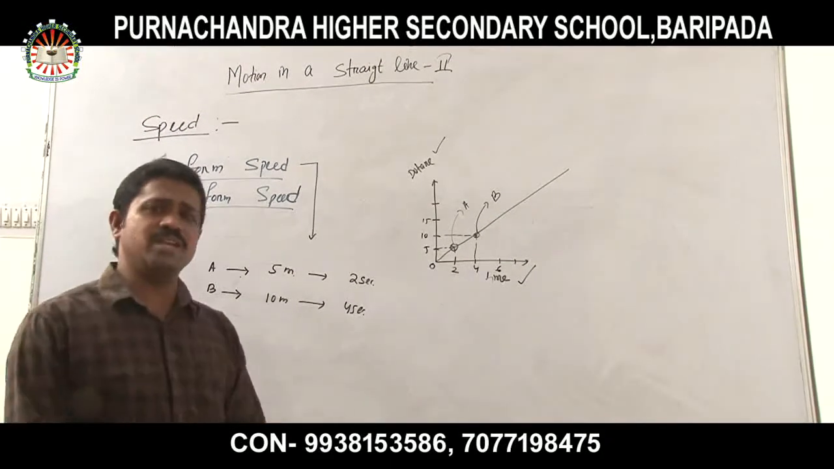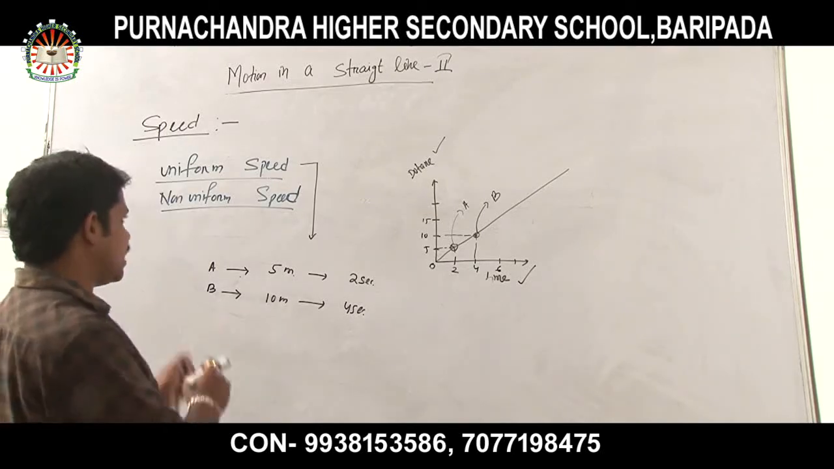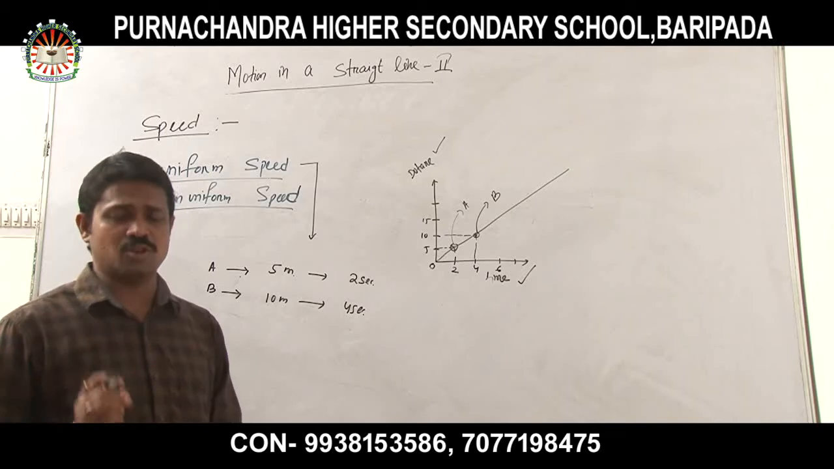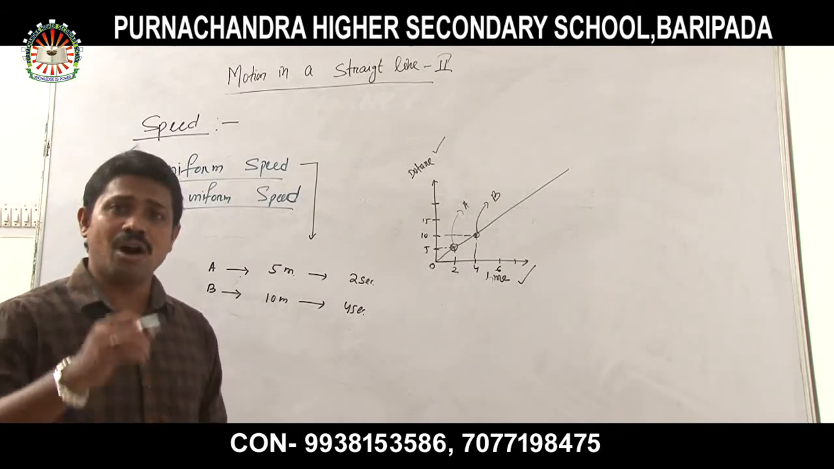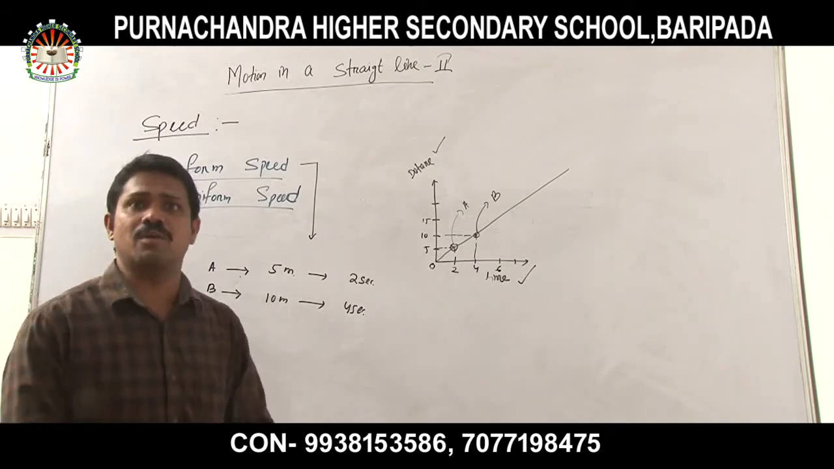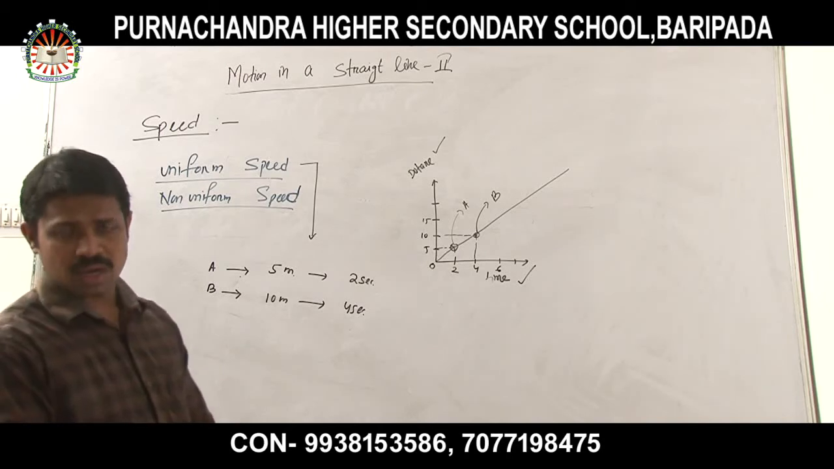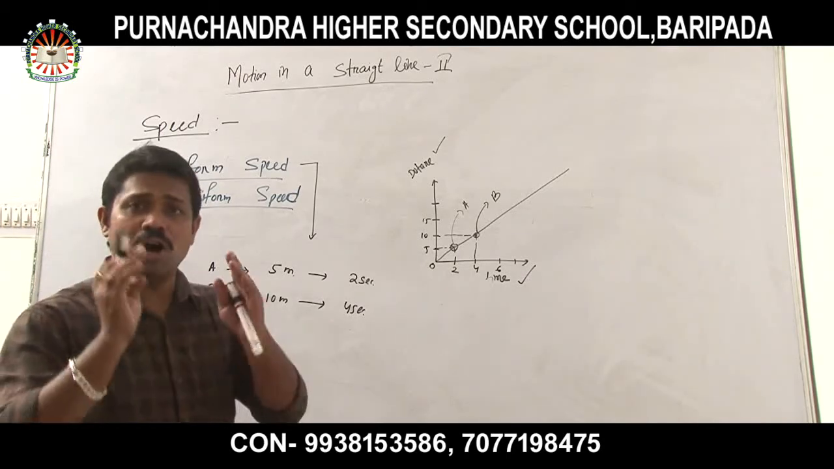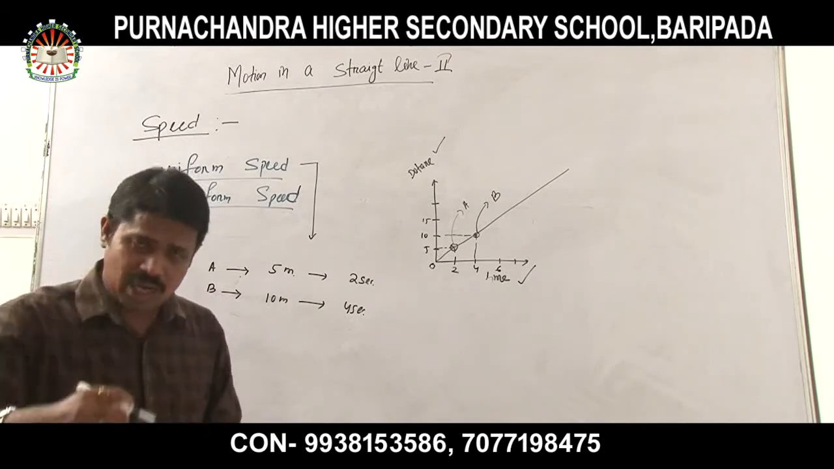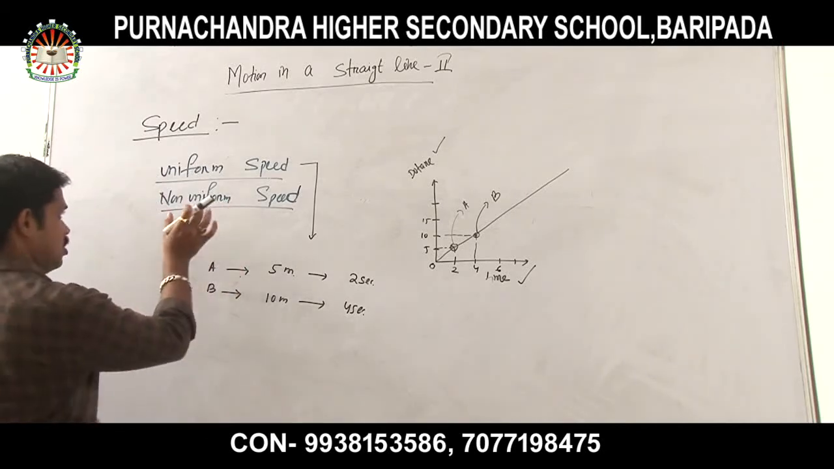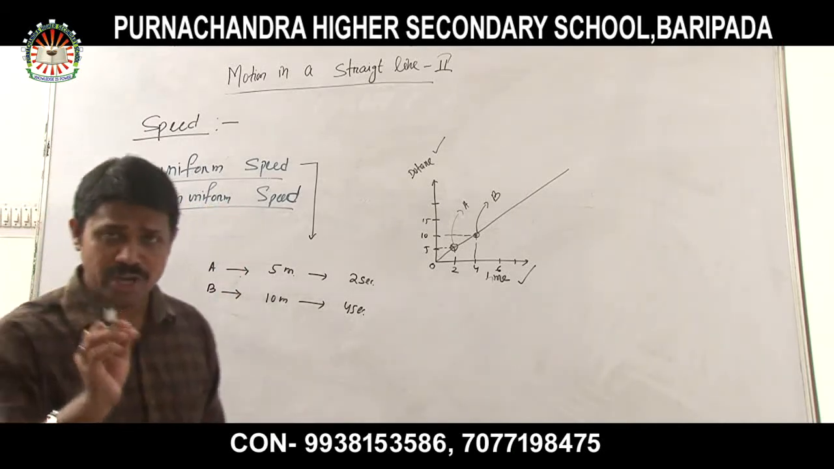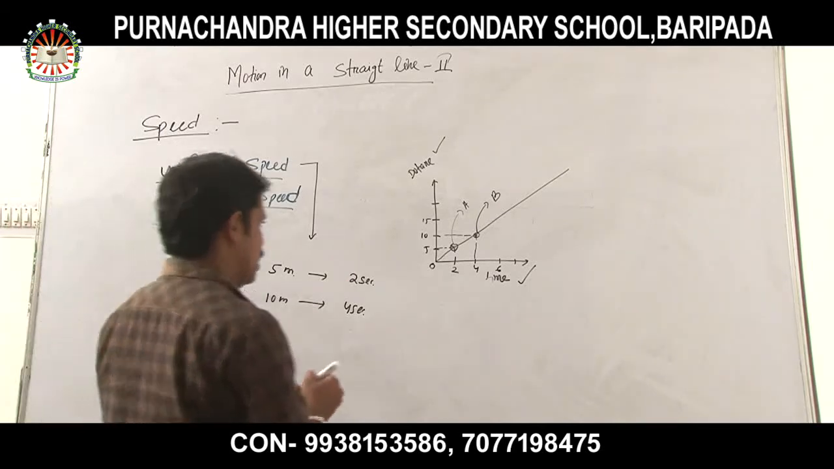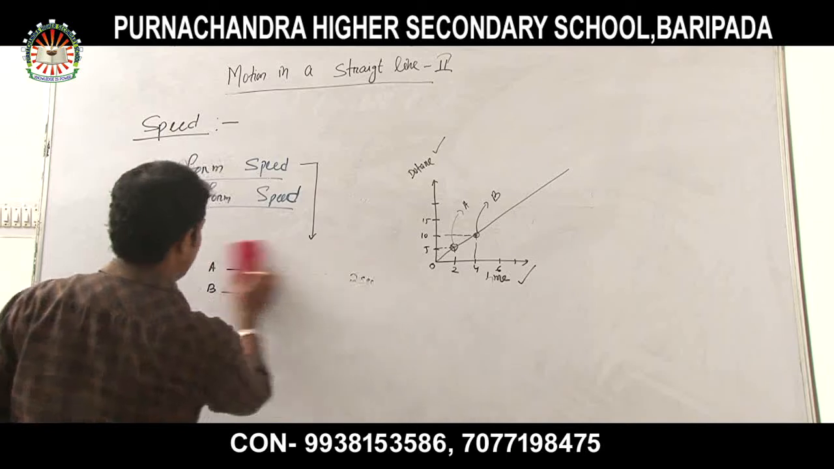Non-uniform speed is very simple. Listen very carefully. Suppose the object covers or travels unequal distance in equal intervals of time. That type of motion or that type of speed is called non-uniform speed. Understood? Okay. So let us now take the same example.